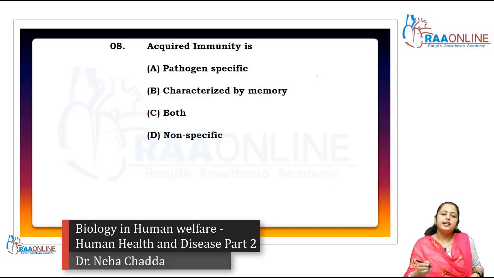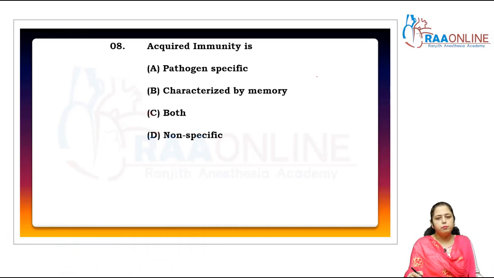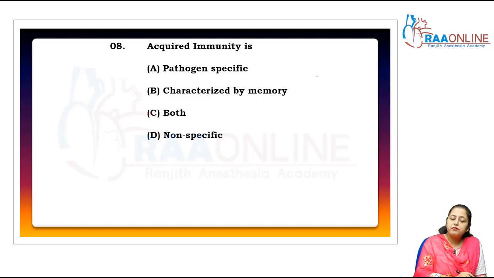Now come to the next: acquired immunity is pathogen specific and characterized by memory, both. Acquired immunity is pathogen specific as well as characterized by memory. Why? Listen carefully. When a pathogen enters the body, what will happen?